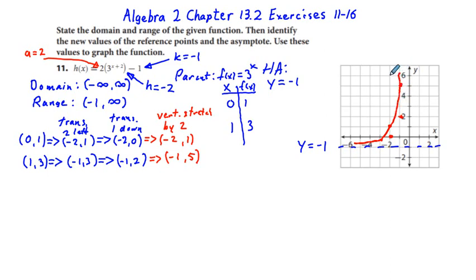Okay. So there we are. That's the graph of the function. You can verify using a graphing calculator. So that's it.